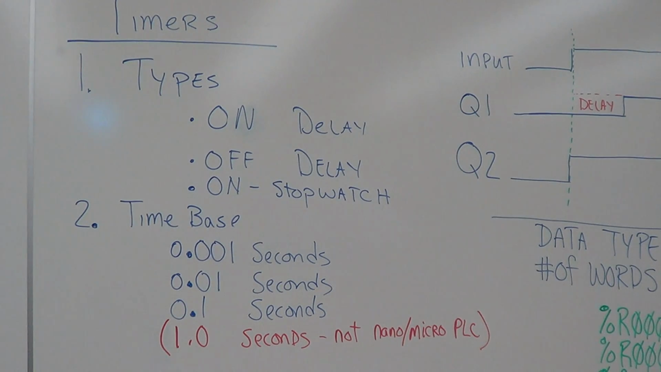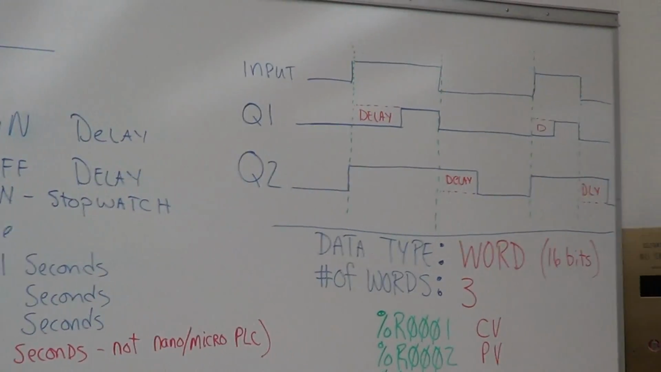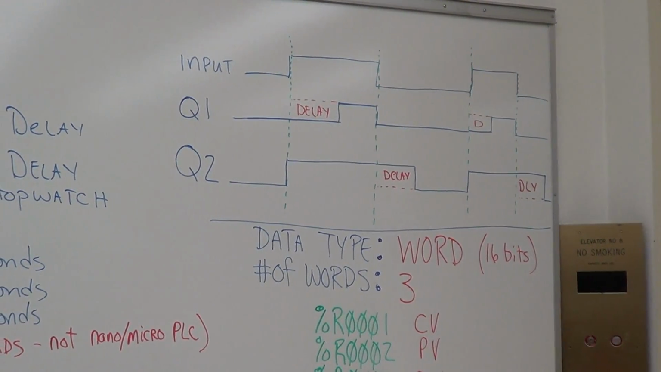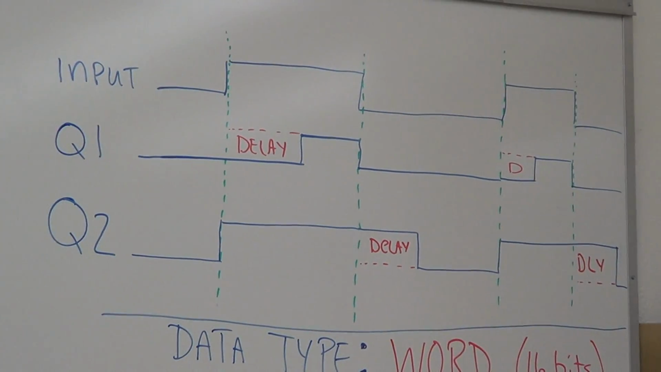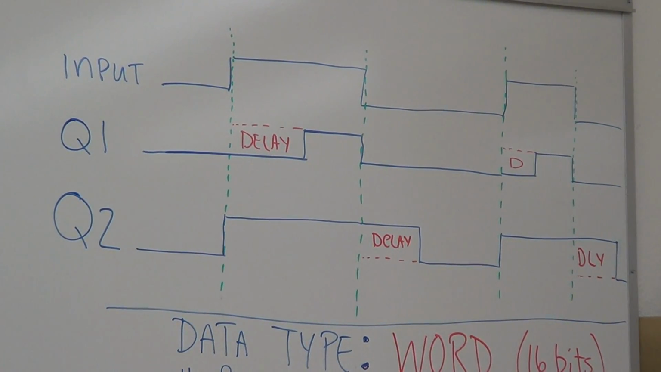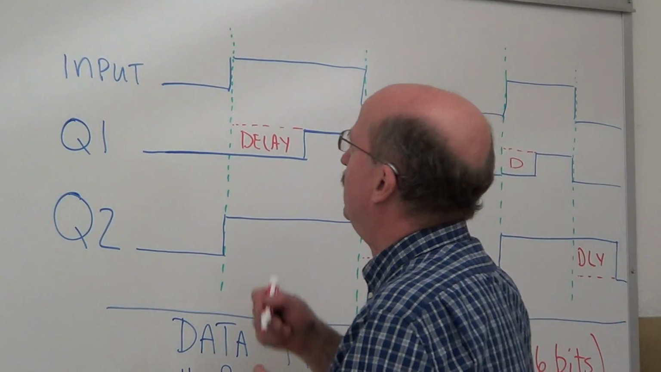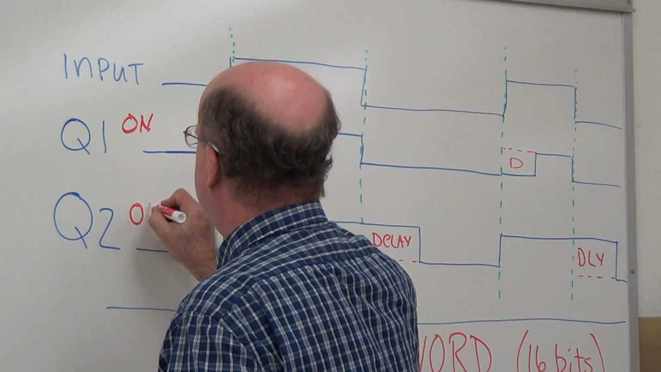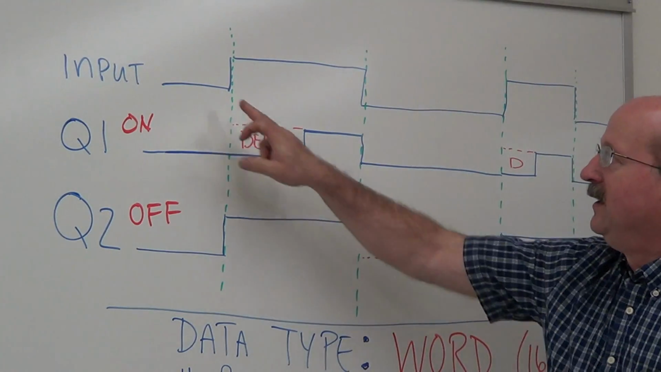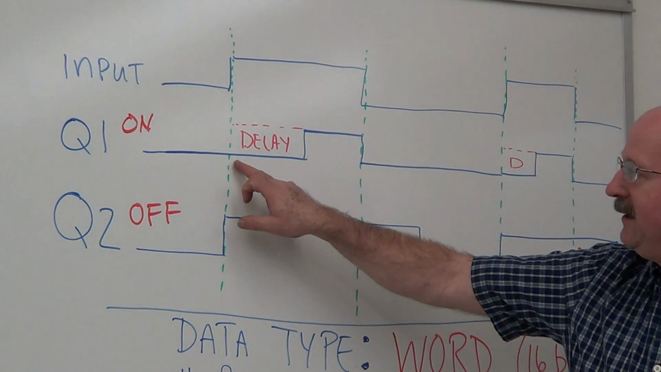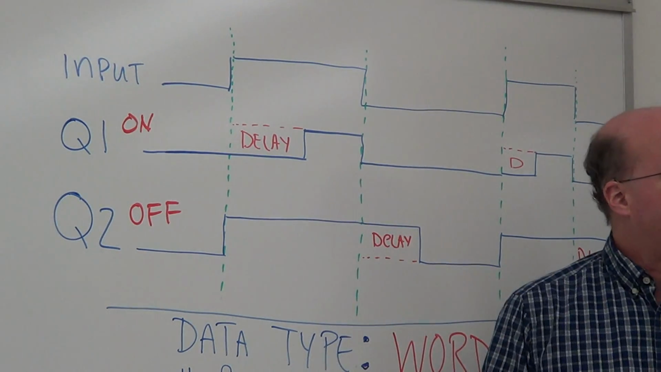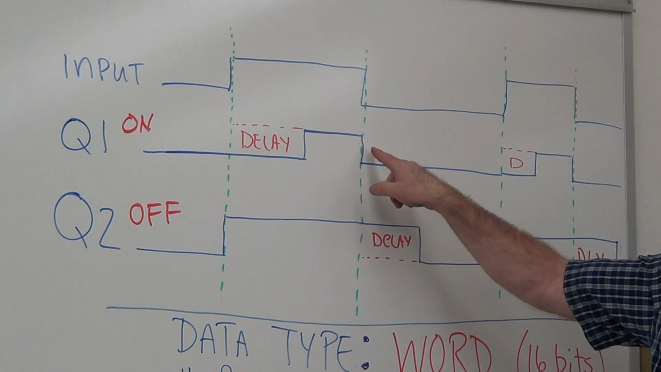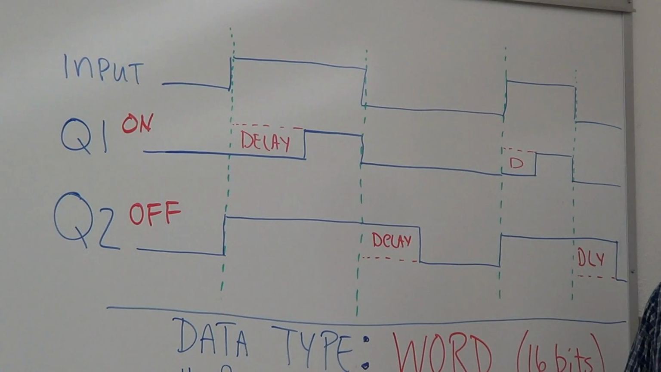Okay? Now I go over here and look at the timing diagrams. Now, you've got your timing diagram for your on delay and your off delay. The Q1 is an on delay. Q2 is your off delay. Okay? The input turns on. For an on delay, it begins the delay period. When the delay period expires, the output turns on. When your input turns off on an on delay, the output turns off.